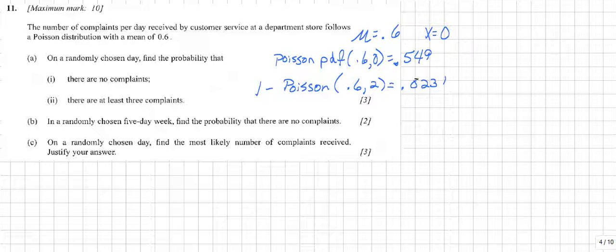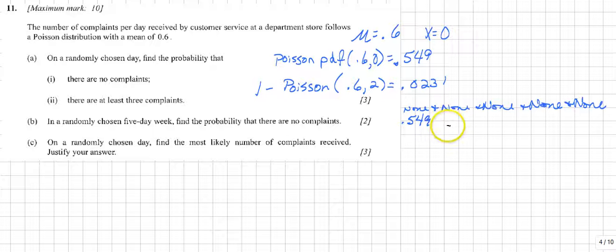Part B, in a randomly chosen 5-day week, what's the probability that there are no complaints? So we want day 1, no complaints, day 2, no complaints, day 3, 4, and 5, likewise, no complaints. So we're trying to get none, and none, and none, and none, and none. In probability, if you can phrase a statement in the "and" form, that means to multiply. So day 1, no complaints would be 0.549. Day 2, 0.549. Day 3, same. So you can just take 0.549 and multiply it together 5 times, or just raise it to the 5th power. That'll give you the answer, 0.0498.